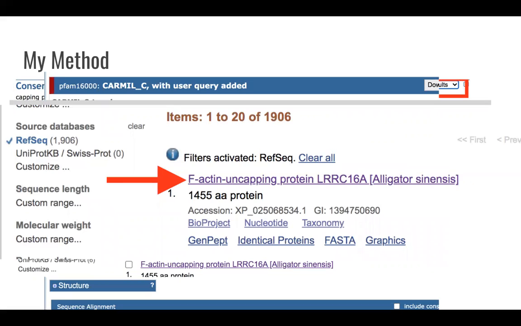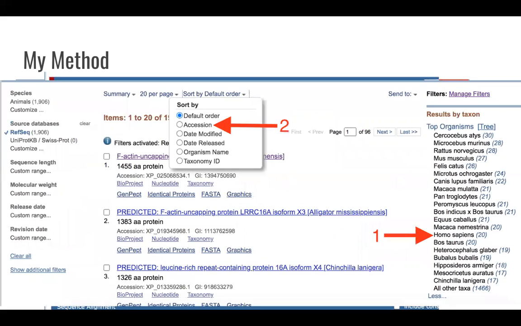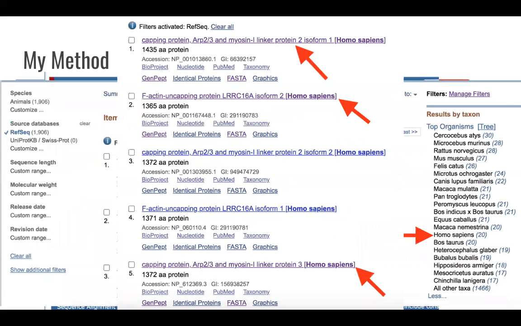So before searching for other organisms, I decided to take a look at what other proteins in humans contain Carmil C as a domain. So first I filtered down to only Homo sapiens, and then I sorted by accession. I sorted by accession because it returns curated sequences first, so sequences that begin with NP. This is the result for my first round of filtering.